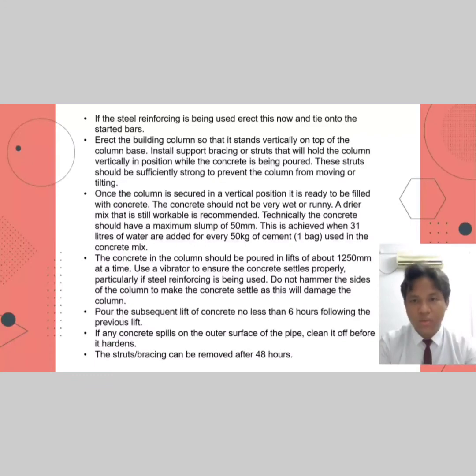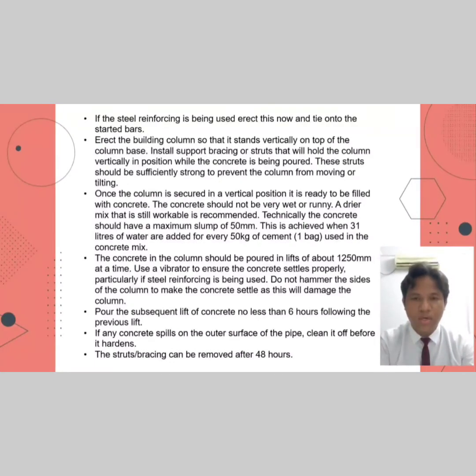The concrete should not be very wet or runny. A drier mix that is still workable is recommended. Technically, the concrete should have a maximum slump of 50 mm. This is achieved when 31 liters of water are added for every 50 kg of cement, 1 bag, used in the concrete mix.